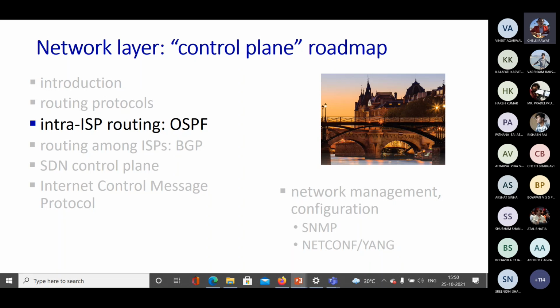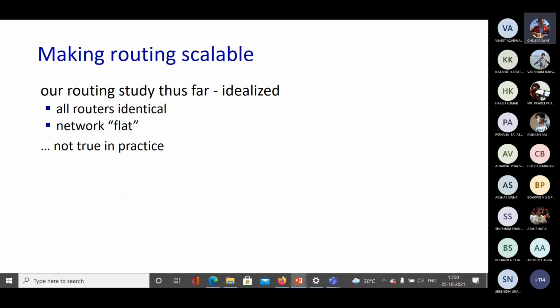Now we are going to do intra-ISP routing, and correspondingly we will look at the OSPF routing algorithm. Okay. Now, before we do that, let's see how to make routing scalable. So far, we have not even thought of what the routers are like. We have basically assumed that all the routers are identical. They have identical capacities, and the network is flat. There's no hierarchy in that. Now, this is not true in practice. There are many differences among routers also, and the network is also not flat in nature.